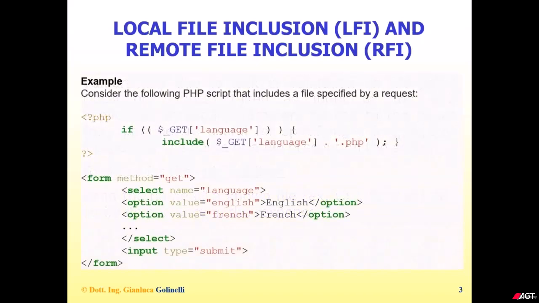Take the example shown in the slide. The PHP web page, through a combo box, allows you to select the name of a language, and when the page is reloaded, this name is used to generate the name of a file that is loaded via the include function server side. The vulnerability stems from the fact that the getLanguage variable is not validated before being used to determine the file name.